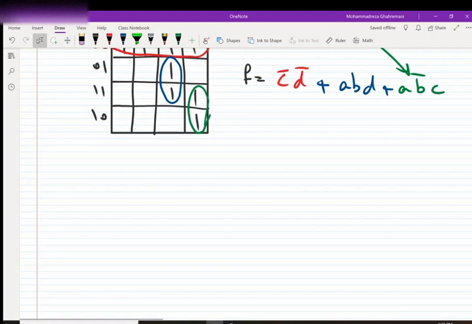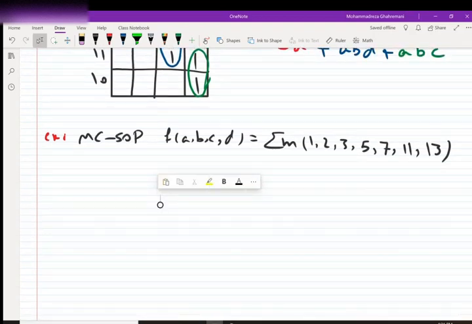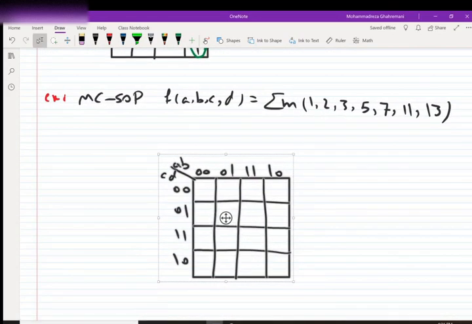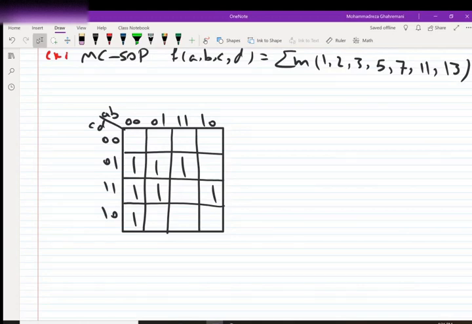The next example: minimum cost sum of product for f of A, B, C, D, which is sigma m 1, 2, 3, 5, 7, 11, and 13. Okay, so for this one, if we fill the table, we will have 1, 1, 1, 1, no, not here, 1, 1, 1, and 1. Okay, we need to group this. So be careful about this one. It's a little complicated to find the biggest groups and the minimum number of groups.